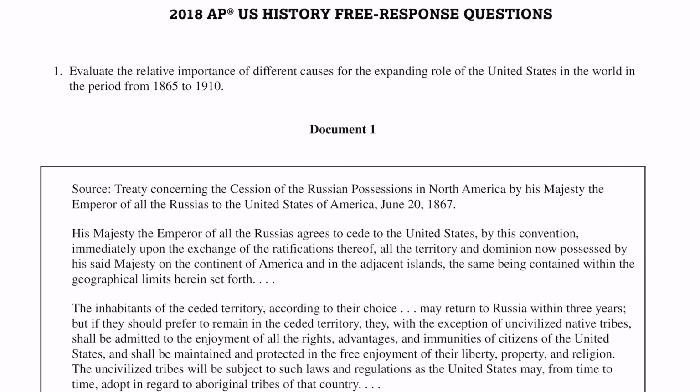Now, to be clear, you can't have this DBQ worksheet on the exam, so it's good to practice a lot and get the principles down so it's second nature by the time you sit for the exam. All right, let's get into the DBQ. All right, let's begin by looking at the prompt. Evaluate the relative importance of different causes for the expanding role of the United States in the world in the period from 1865 to 1910.